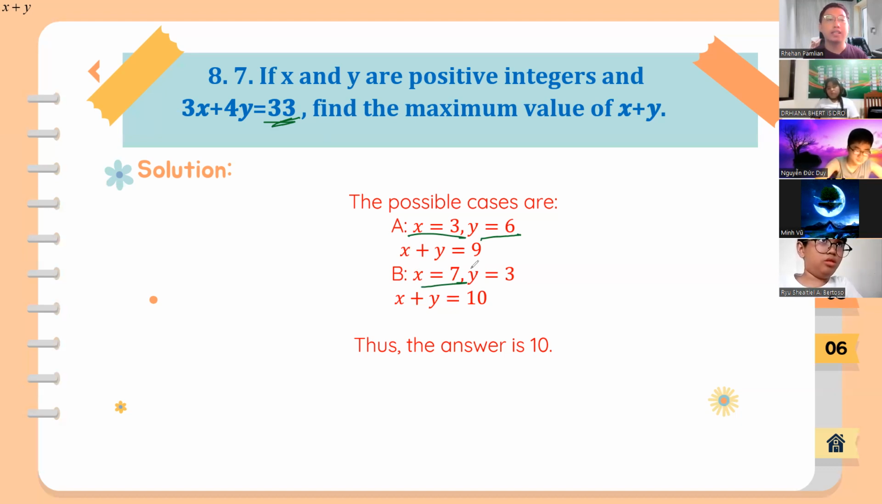When you add 24 and 9, that's 33. So check. Okay, this is check. And then when you add 3 and 6, that's equal to 9. But there's another thing, which is x equals 7.